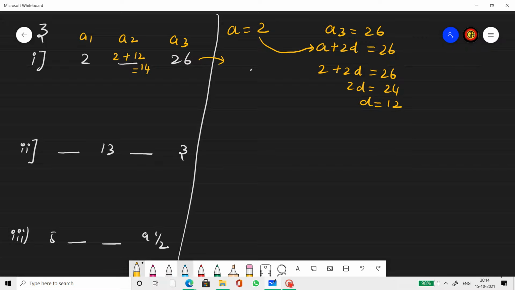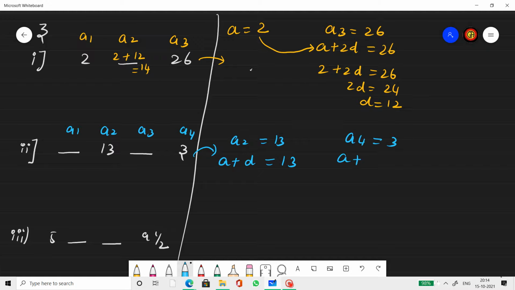Now coming to the second question. The first term is missing, the second term is there, the third term is missing, the fourth term is there. The second term is 13, so A plus 2 minus 1 into D is 13. 2 minus 1 is 1, so A plus D equals 13. And the fourth term is 3, so that means A plus 4 minus 1 into D, so A plus 3D equals 3.